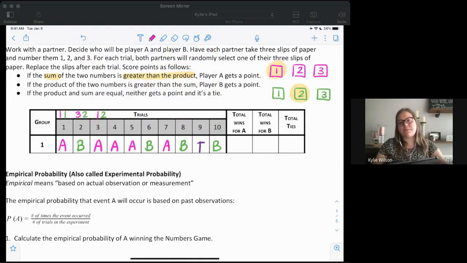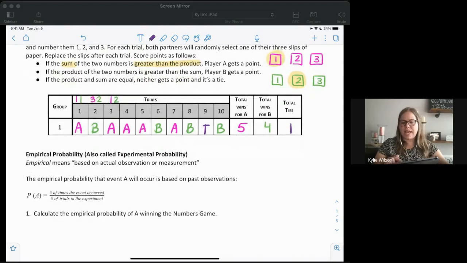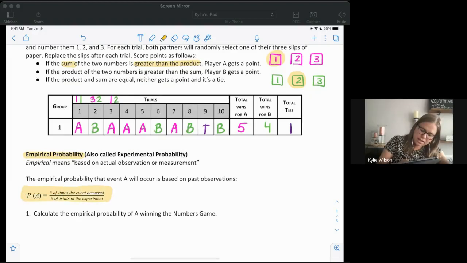So when this experiment was originally done, we had 1, 2, 3, 4, 5 wins for player A, 4 wins for player B, and 1 tie. Now, when I'm looking at this, this would give us what's called our empirical probability, also sometimes called our experimental probability. You may have heard that word as well. And empirical means based on actual events. So the empirical probability of event A will occur based on past observations is the probability of A is equal to the number of times the event occurred divided by the number of trials in an experiment.